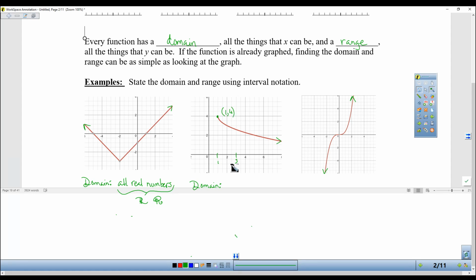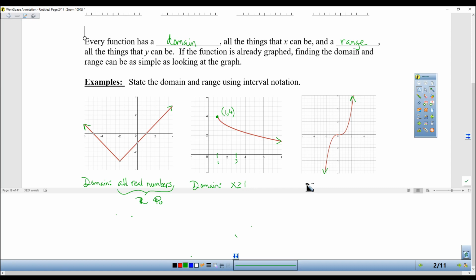But then it does continue. So the domain would be x is greater than or equal to 1. Is it equal to? It is. You may remember that if something is solid, then we can say that it's equal to. If it was an open circle, then it would be just greater than.